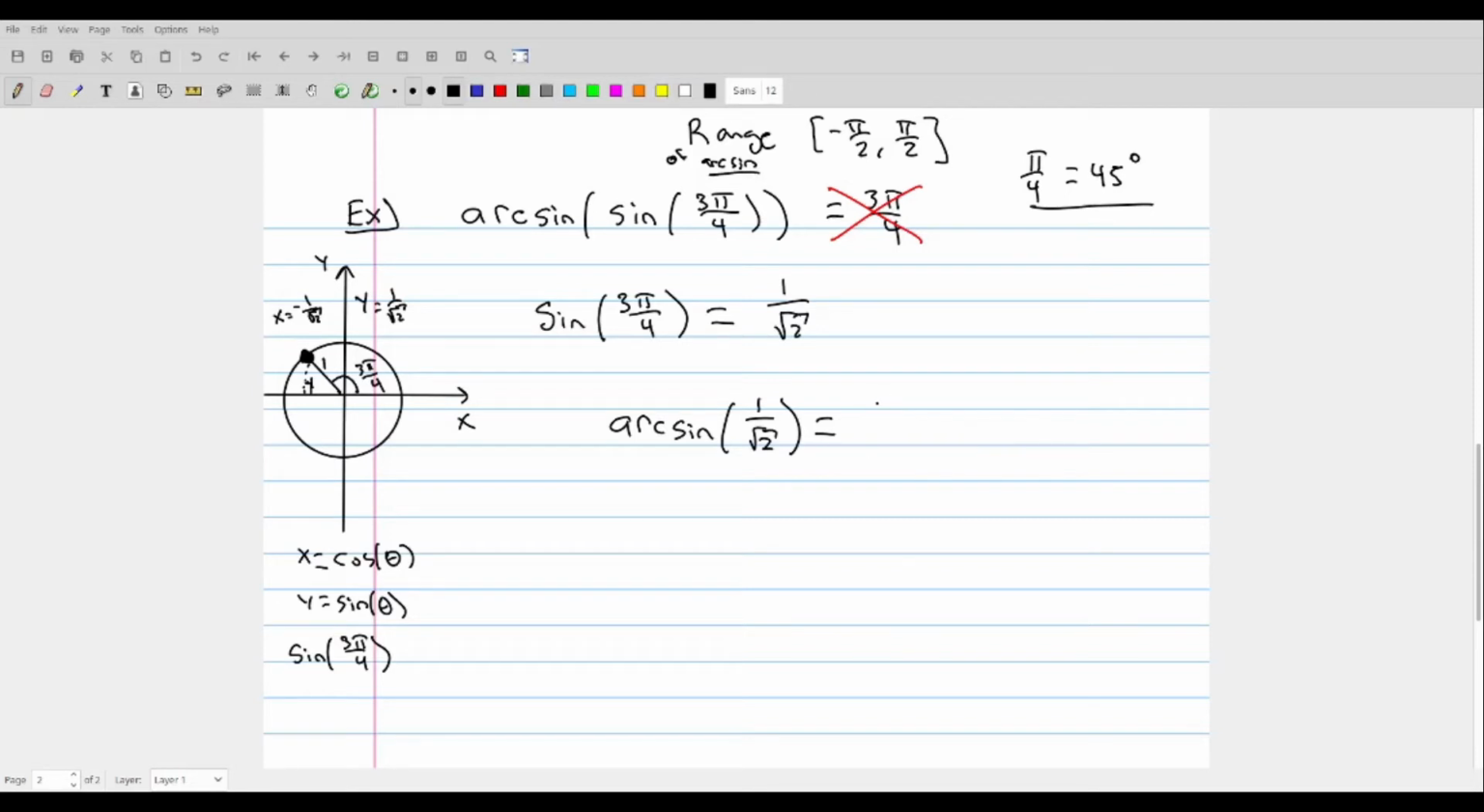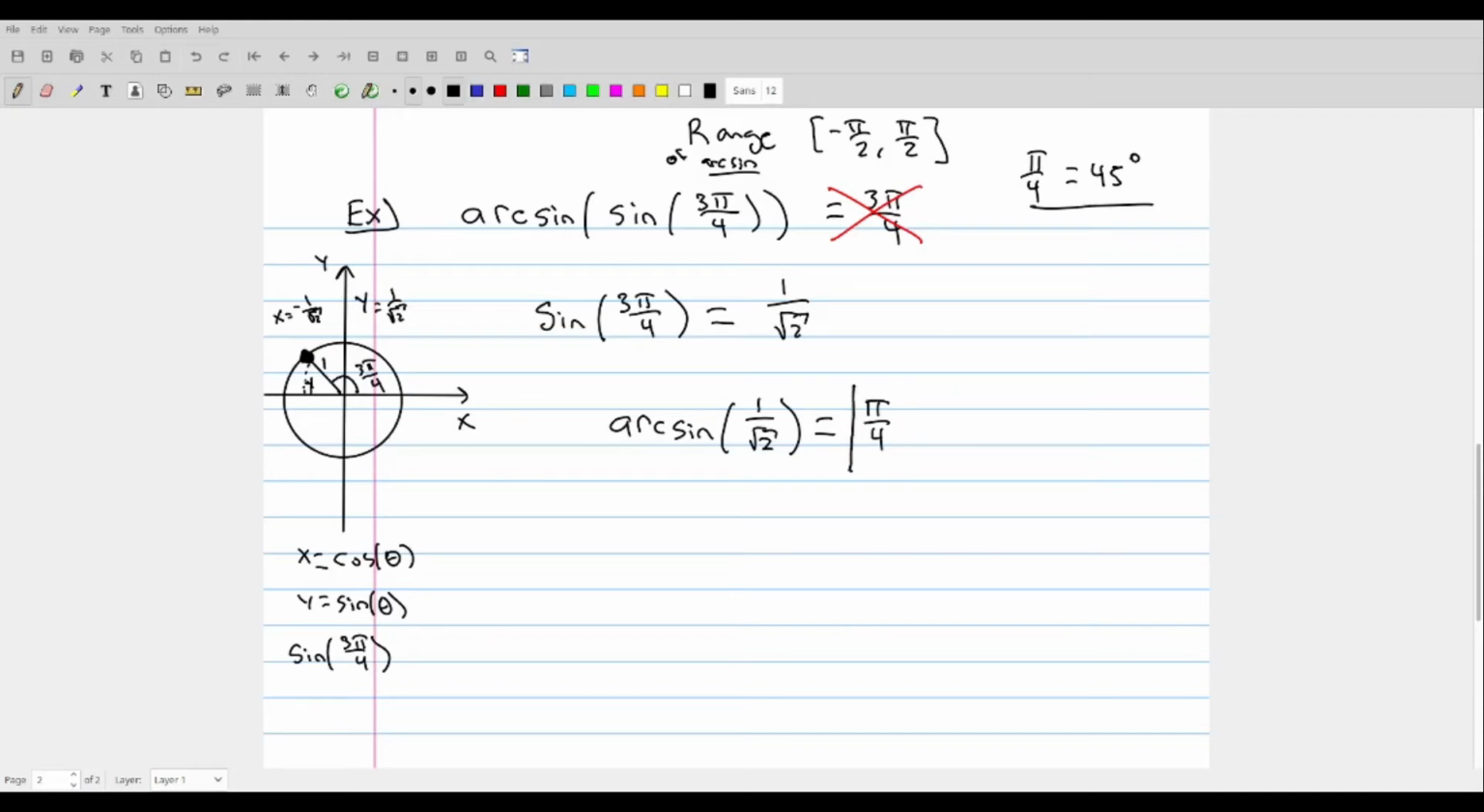So sure enough, inside this range from negative pi over 2 to pi over 2, the arc sine of this angle, the arc sine of 1/2, is going to be exactly equal to pi over 4, because this is the only angle inside this interval that gives us this. So it turns out that the arc sine of 3 pi over 4 is exactly this angle pi over 4 right here. Right, so this is it.